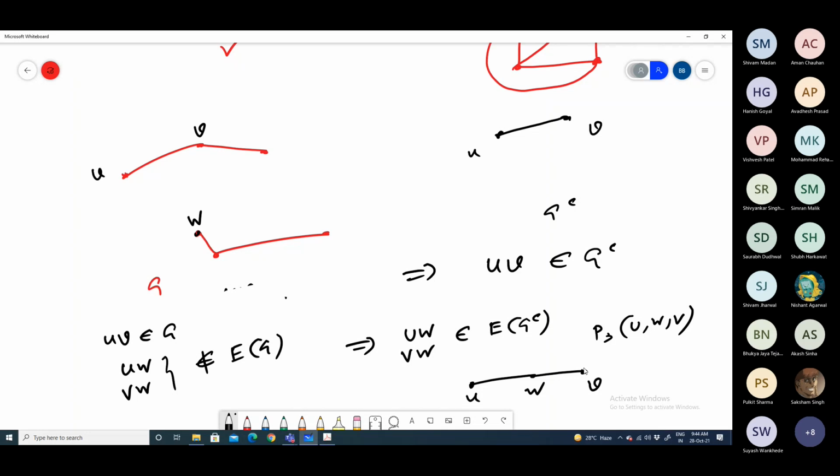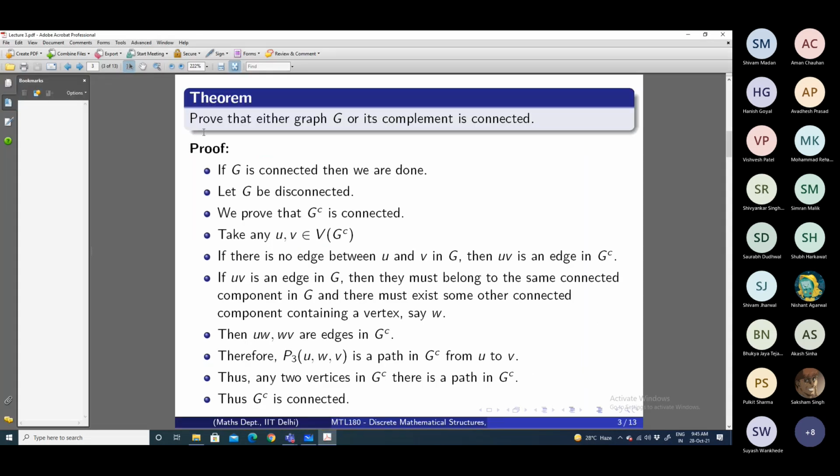Sir, excuse me, sir. It may also happen that G is connected and G complement is also connected. Yeah, that is fine. We are not saying that only one of them is true. We are saying that either the graph G or its complement is connected. Both can be true, but we are saying that one of them should be connected.